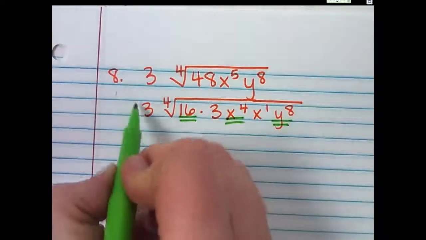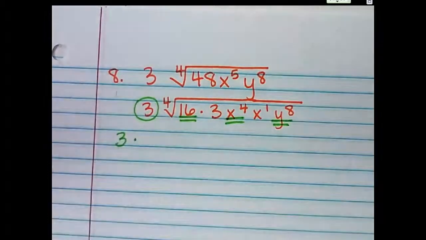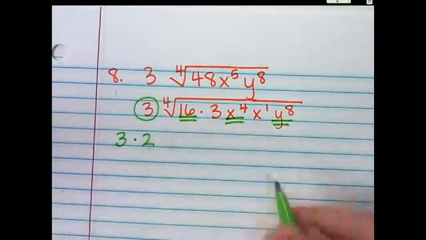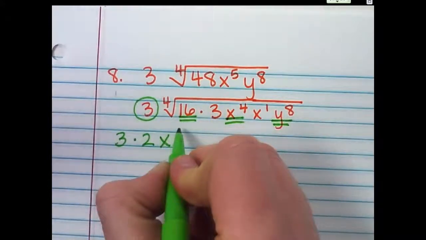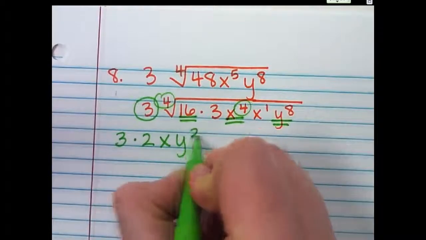Okay, now I see a lot of people that will forget this 3 out here, so don't leave it in front. So when I bring out, what's the fourth root of 16? 2. So I bring that 2 out. I bring out how many x's? 1, because it's 4 divided by 4. And how many y's? 2.